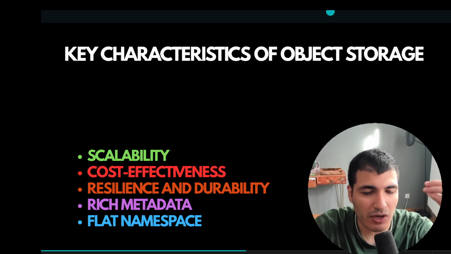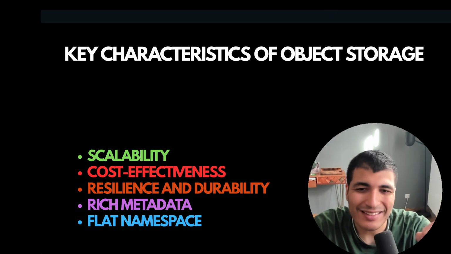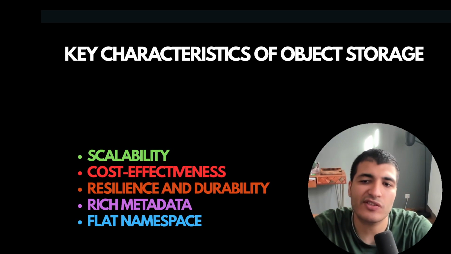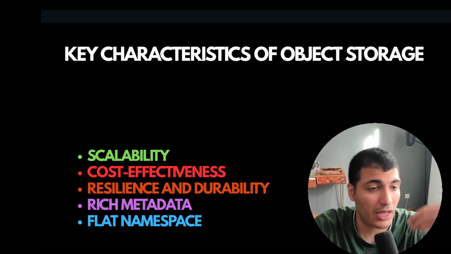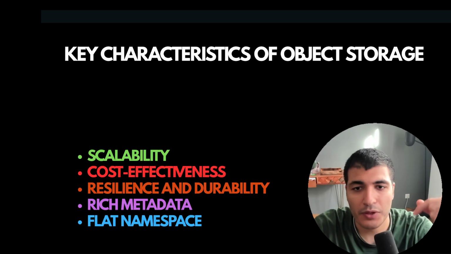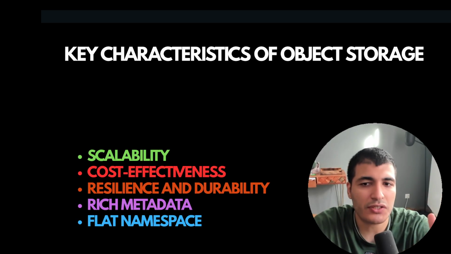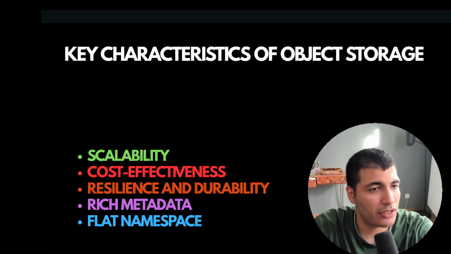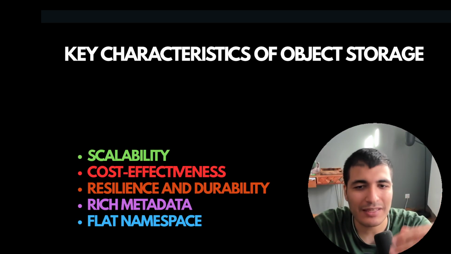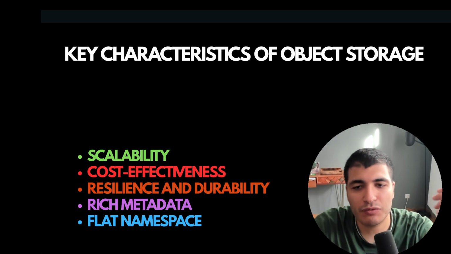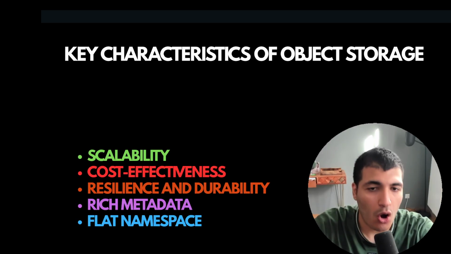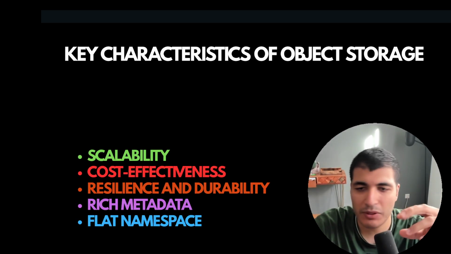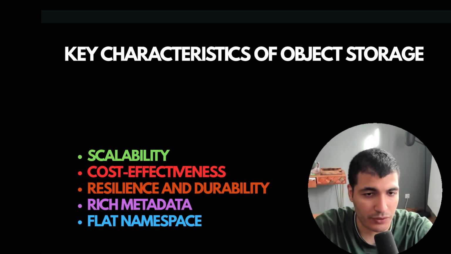Number three, we have resilience and durability. Losing data is a nightmare. Object storage systems are designed to be incredibly resilient and durable. They use techniques like data replication and error correction to ensure that your data isn't lost, even if individual storage components fail. It's like having multiple copies of your important files spread across different secure locations.